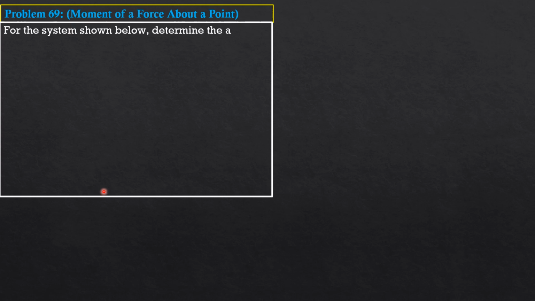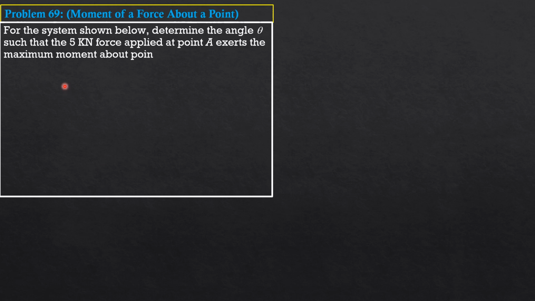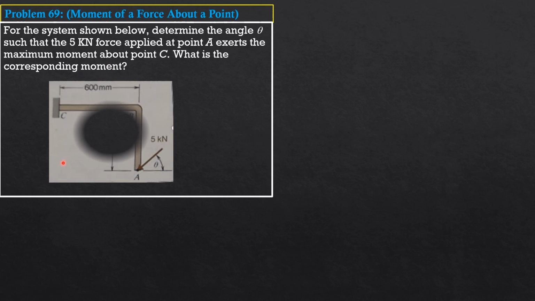Problem 69. For the system shown below, determine the angle theta such that the 5 kilonewton force applied at point A exerts the maximum moment about point C. What is the corresponding moment? So that the 5 kilonewton force will exert maximum moment about C, then this 5 kilonewton force must be perpendicular to the line joining A and C as shown.